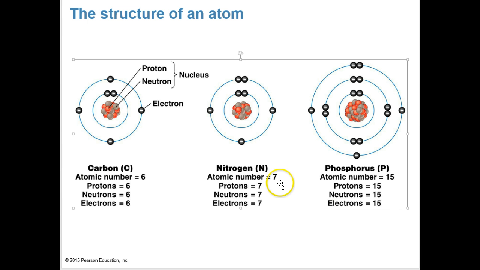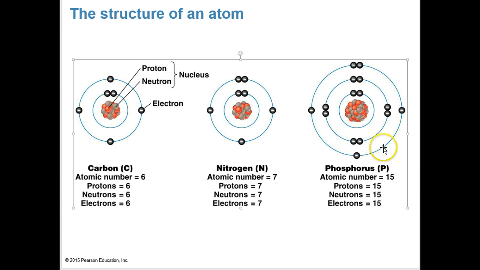And here's nitrogen, a popular one that we've already talked about. That's an important nutrient for all life, but in excess amounts it can contribute to eutrophication, just as phosphorus here also can. Nitrogen is number 7 on the periodic table, therefore its atomic number is 7. It has 7 protons, 7 neutrons in the nucleus, and 7 electrons.